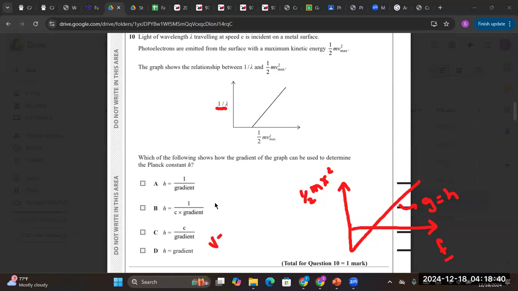We know v is equal to f lambda. The speed of light is c. So c is equal to f lambda. So c upon lambda is equal to frequency. If you take the speed of light and divide it by the wavelength, that will be equal to frequency.